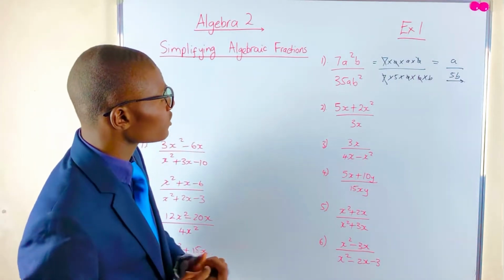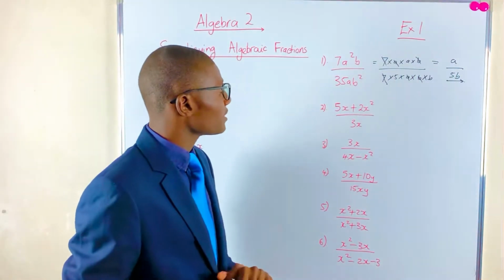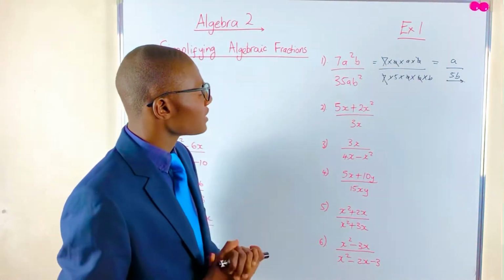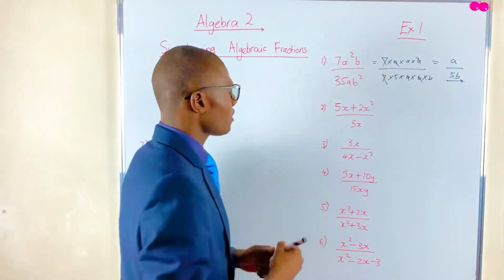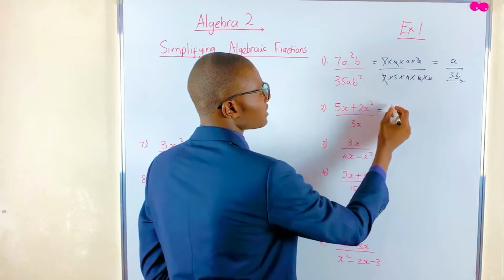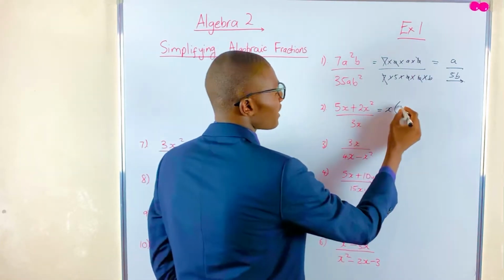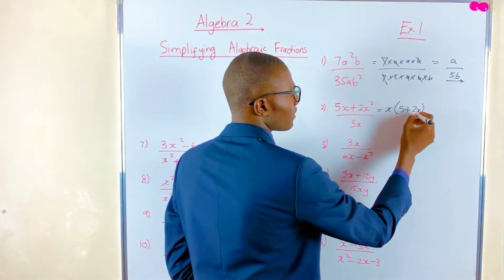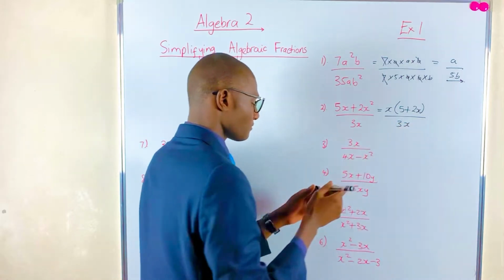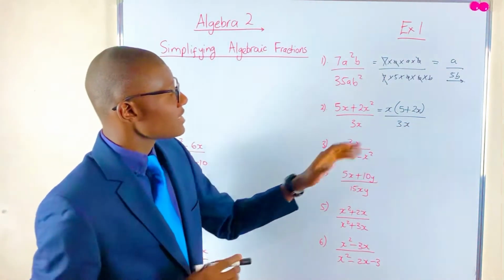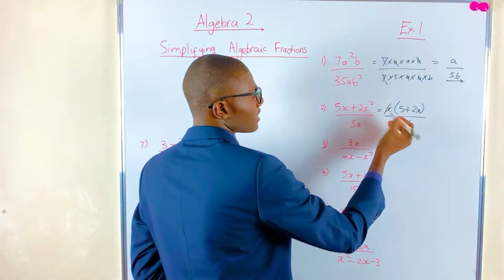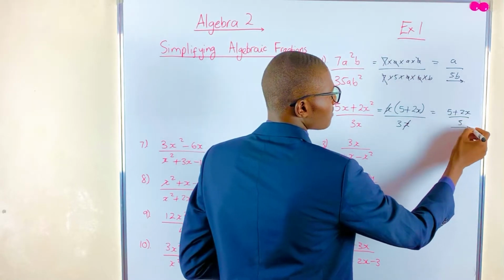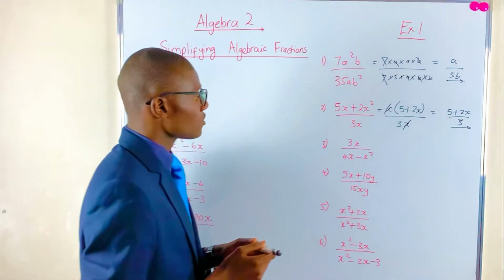Then number two says 5x plus 2x squared over 3x. With number two, we can see that in the numerator, we can factor out x. So if we factor out x in the numerator, x into 5x, we get a 5, plus x into 2x squared, we get a 2x. Then this result will be over 3x. We can see that this x and that x can cancel. Then we've got 5 plus 2x over 3 as the final result. So that's for number two.